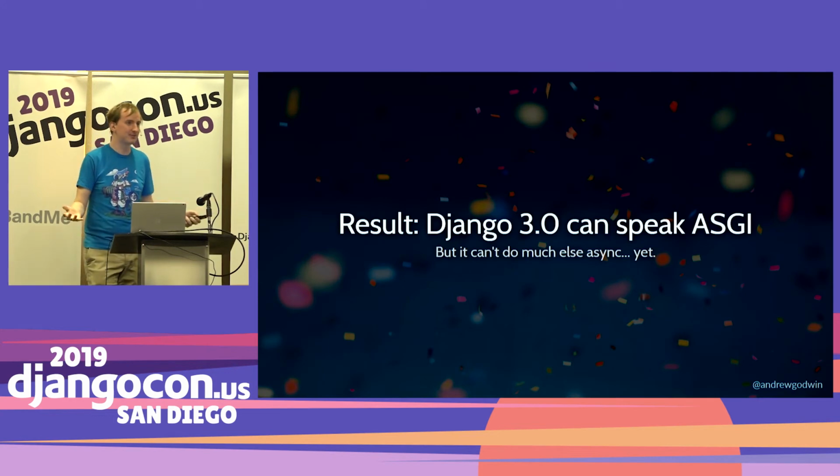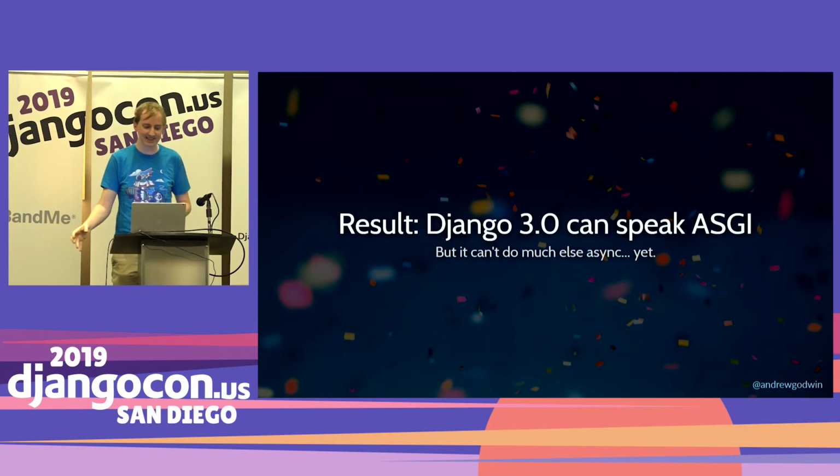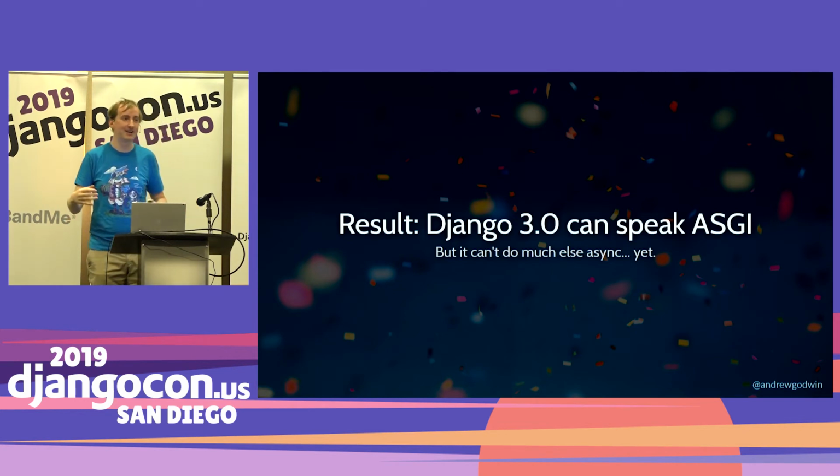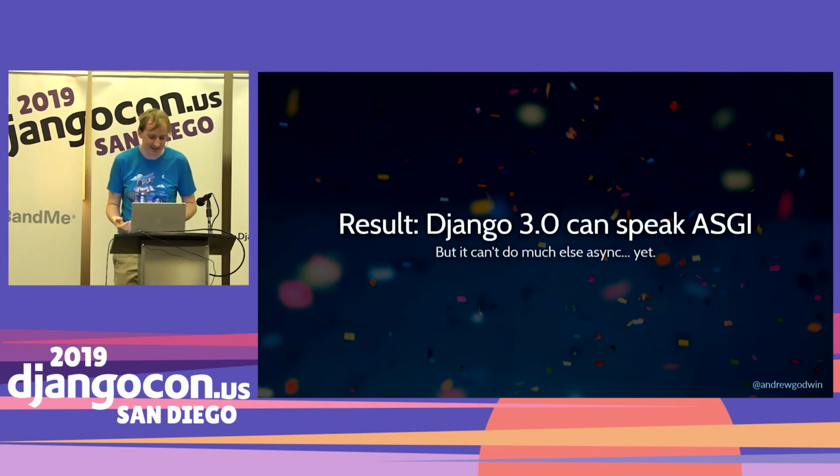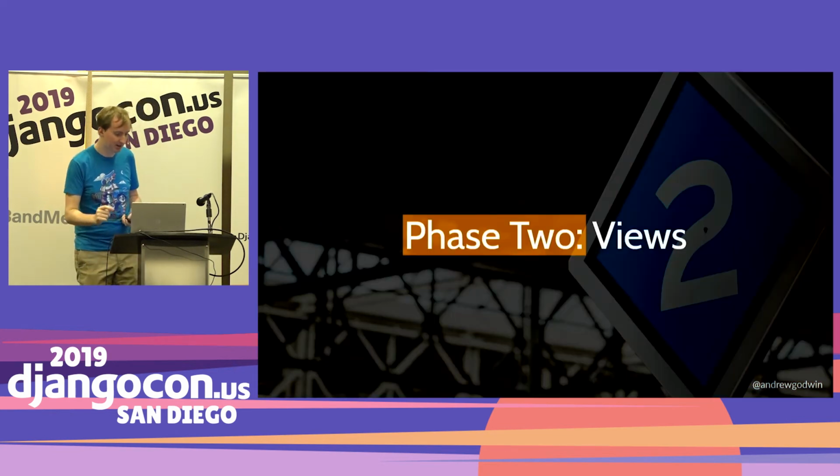As a result of all this, Django 3 can speak ASGI. When it releases later this year, it will do that. It unfortunately won't have async views, much to my sadness, but it does set that groundwork. If you really want to, it will let you write your own handler and start doing async things natively. And some big companies do that. But the really, really good part is phase 2. And I'm excited about this.